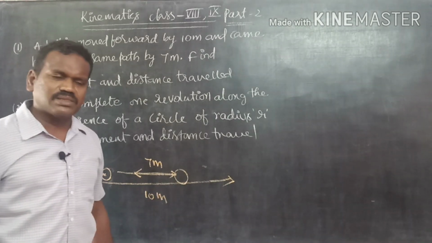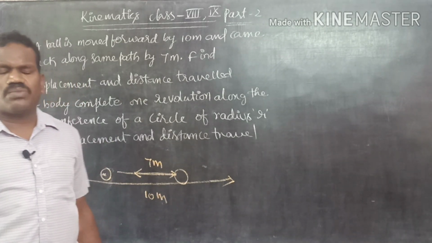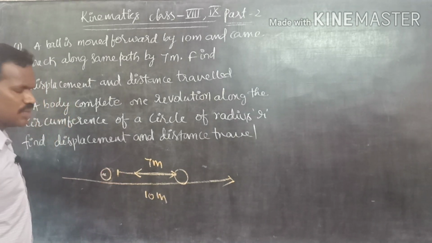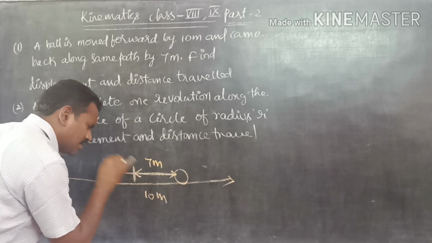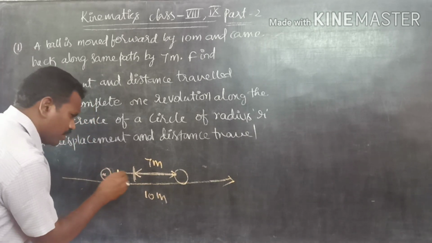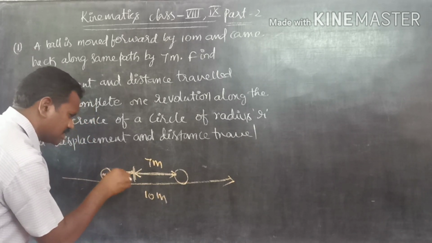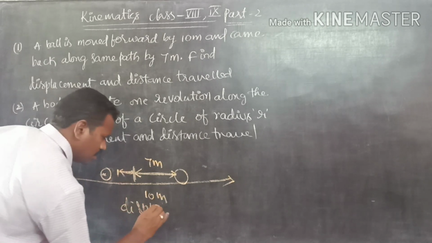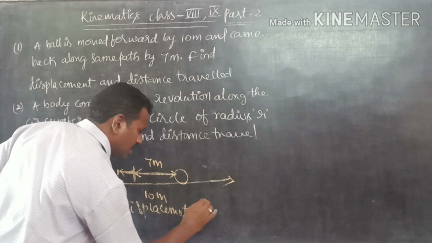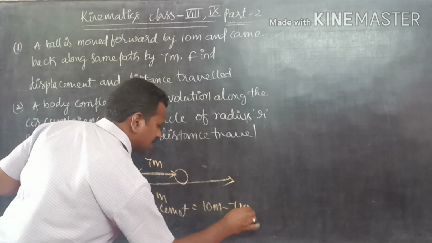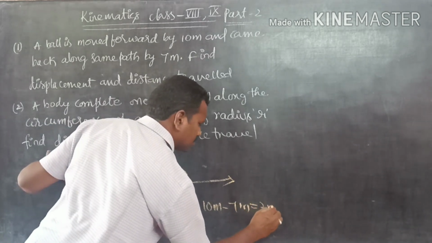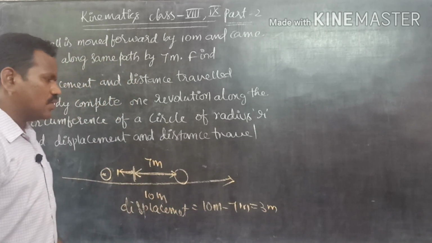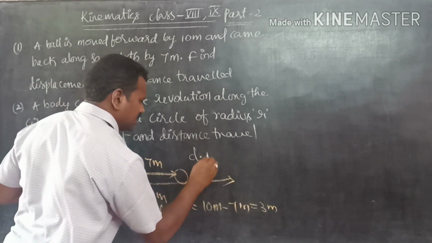What is the meaning of displacement? The shortest path taken by the body during its journey is called displacement. Here this is the initial point and this one is the terminal point, and this is the distance between them. So the displacement is equal to 10 meters minus 7 meters, so the answer becomes 3 meters. Displacement is 3 meters.